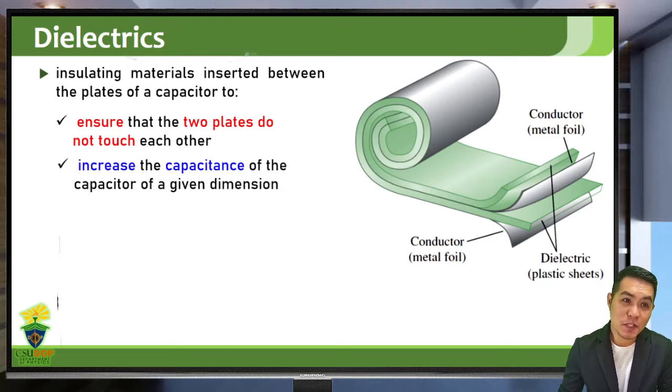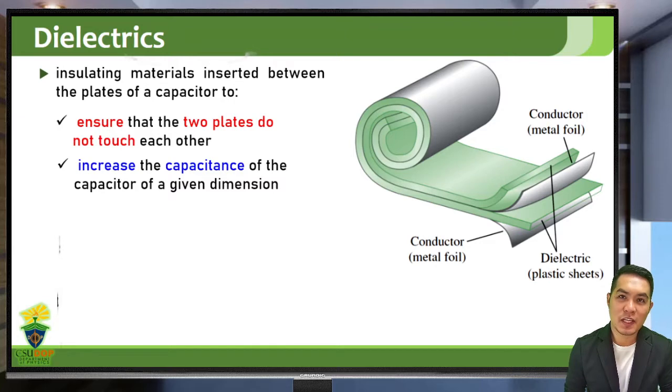Another purpose of a dielectric is to increase the capacitance of a capacitor of a given dimension. So those are the two main purposes of a dielectric: as a separator of your metal plates, and as a multiplying factor because it increases the capacitance.